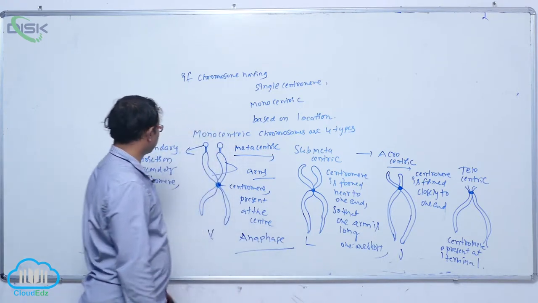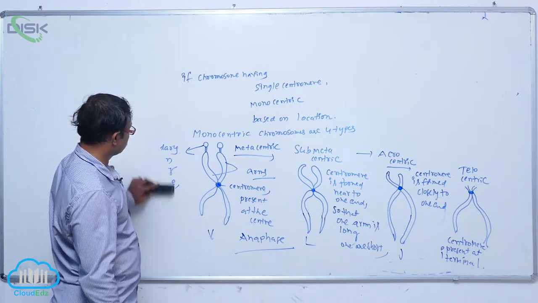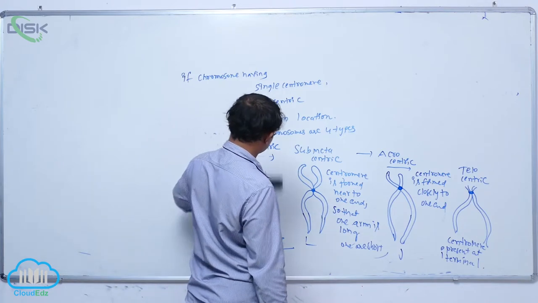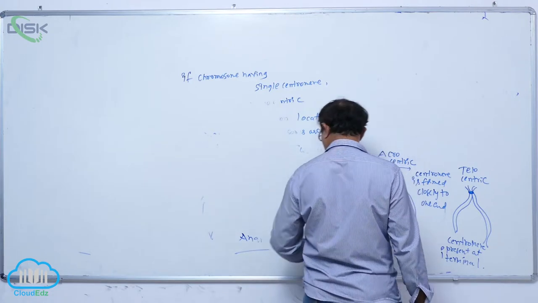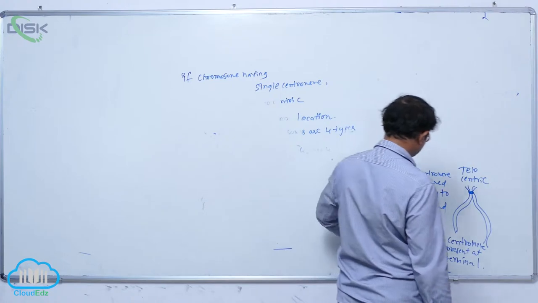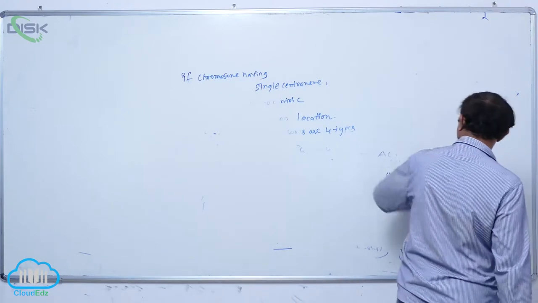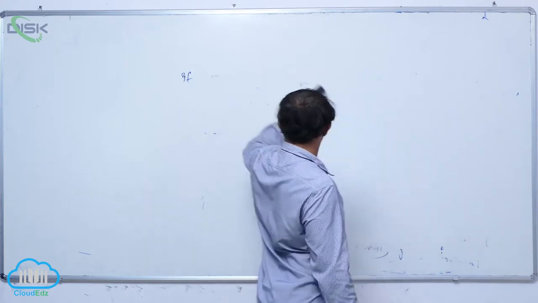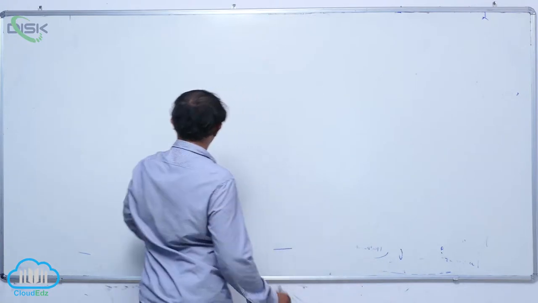So depending upon the location of the centromere in the chromosome, monocentric chromosomes are divided into four types: metacentric, submetacentric, acrocentric, and after that, telocentric. After that, the next one, nucleosome.